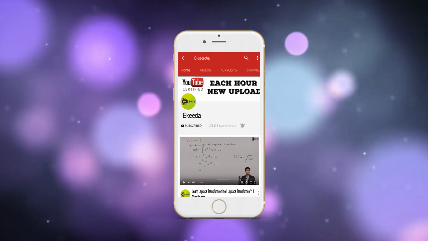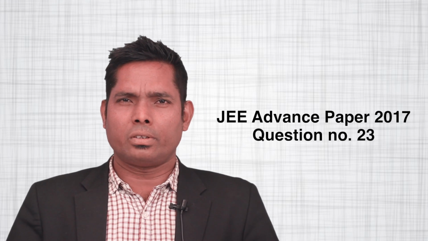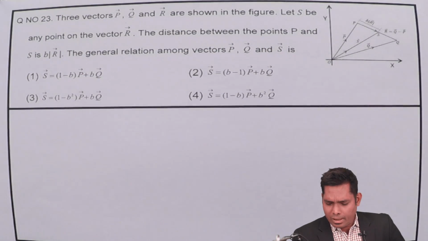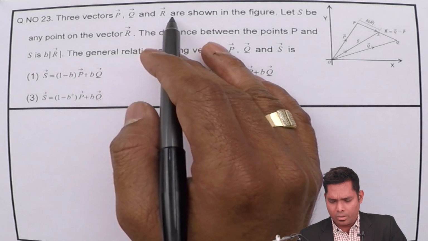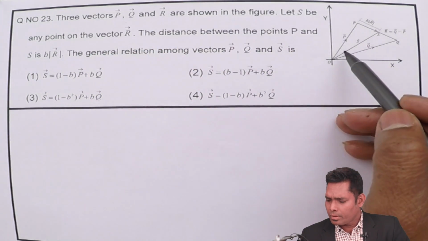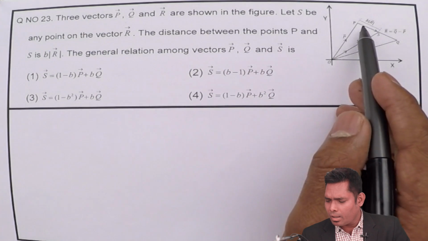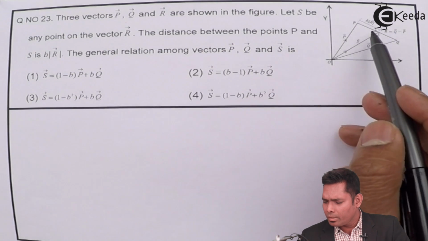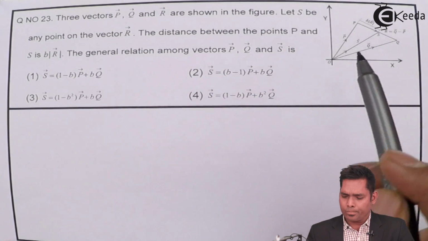Hello students, let us solve the next question, question number 23 of JEE Advanced Physics paper 2017. The question is, three vectors P, Q and R are shown in the figure. This vector is P, this vector is Q and this vector is R. OP is the P vector, PQ is the R vector and OQ is the Q vector.